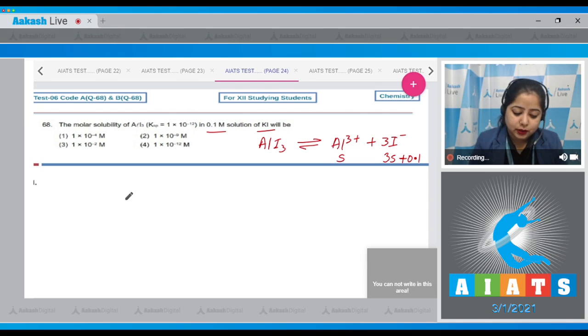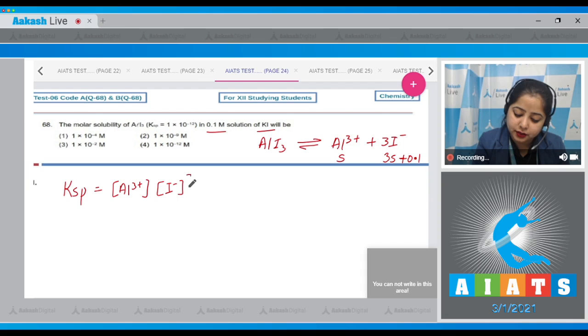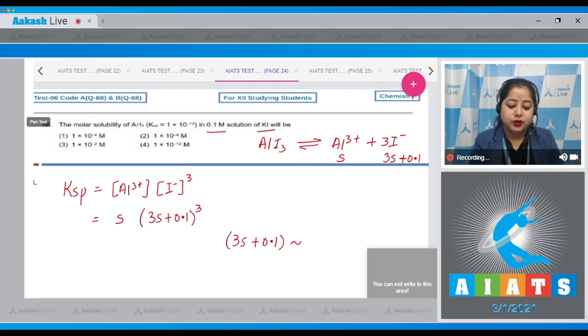Now students, let's calculate Ksp. Ksp is equal to the concentration of aluminium ion multiplied by the concentration of iodide ion raised to the power 3, which is equal to S times (3S plus 0.1) raised to the power 3. Student, here I'm writing that 3S plus 0.1 is approximately equal to 0.1.